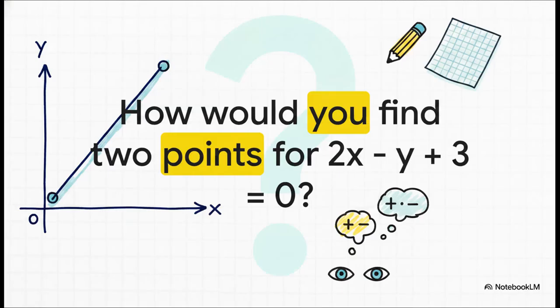Now, I'm passing the baton to you. Knowing we need just 2 points to lock in that straight line, how would you mathematically uncover them for the equation 2x minus y plus 3 equals 0? Seriously, grab some graph paper, maybe try plugging in a 0 for x, and just see what happens. Can you determine the steepness of your own line once it's drawn?